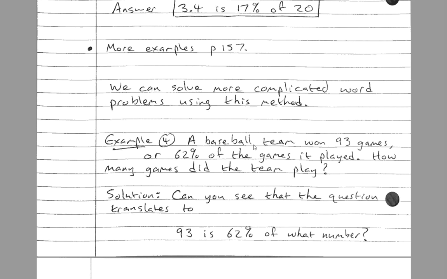Let's read it again. This team won 93 games, or 62% of the games played. It's written a bit differently, but it's really saying that these 93 games are equal to 62% of the total number of games played. So 93 is 62% of what number? This number will be the total number of games played.